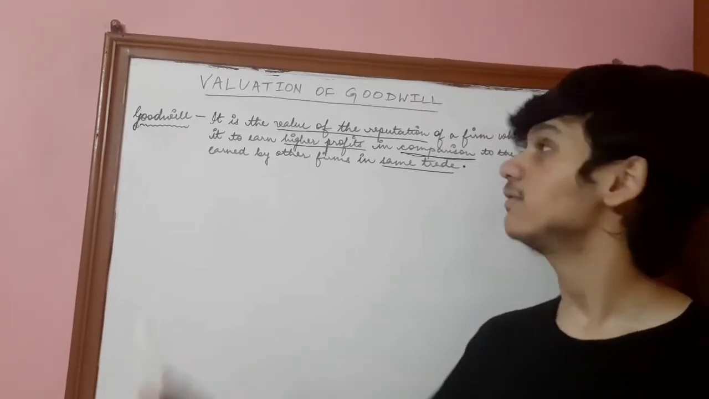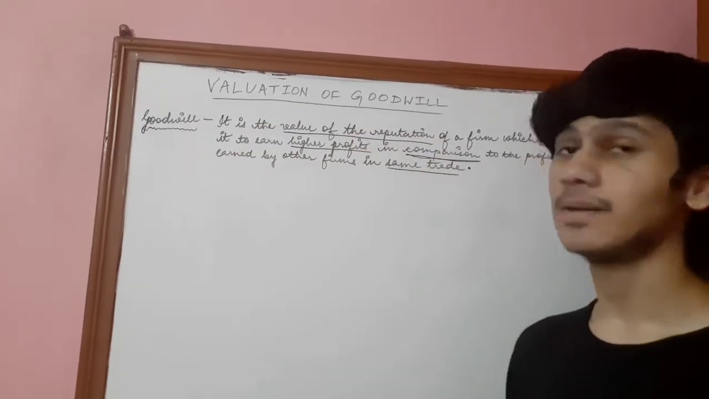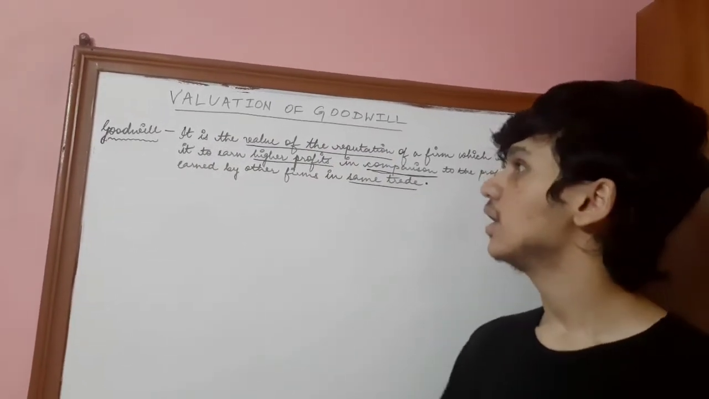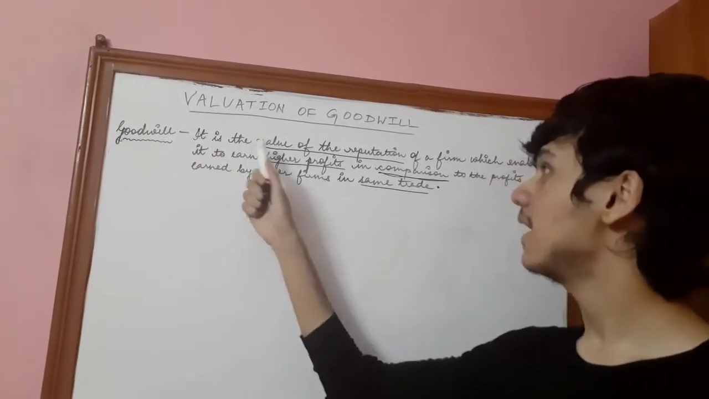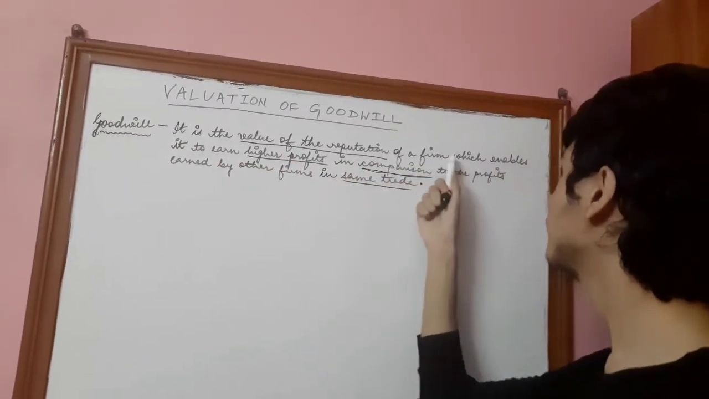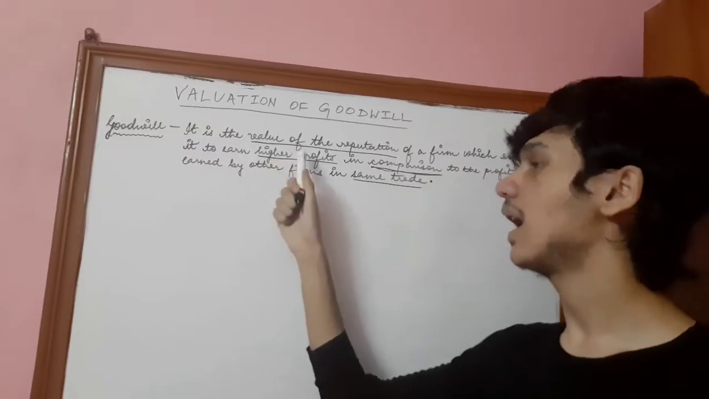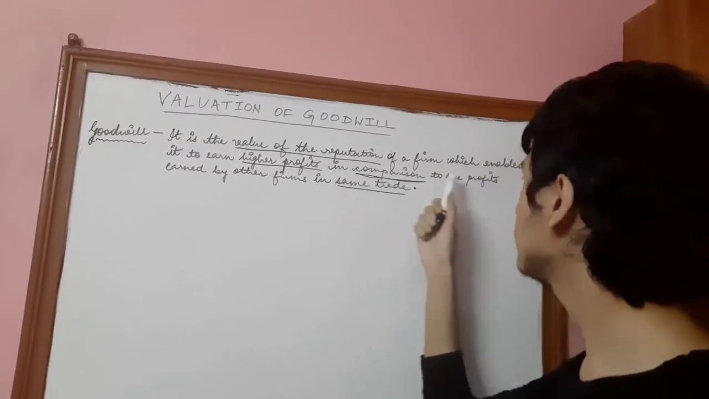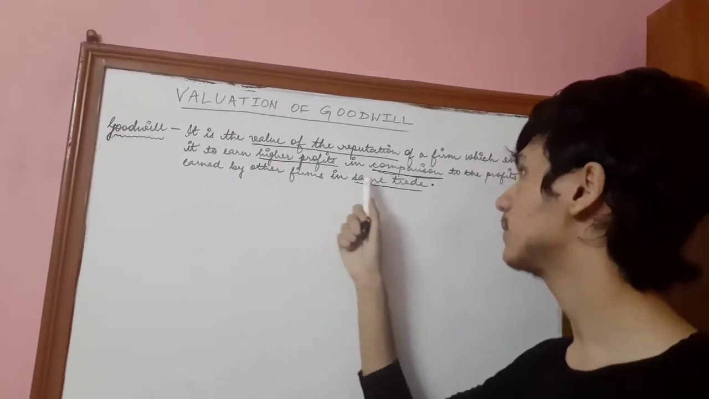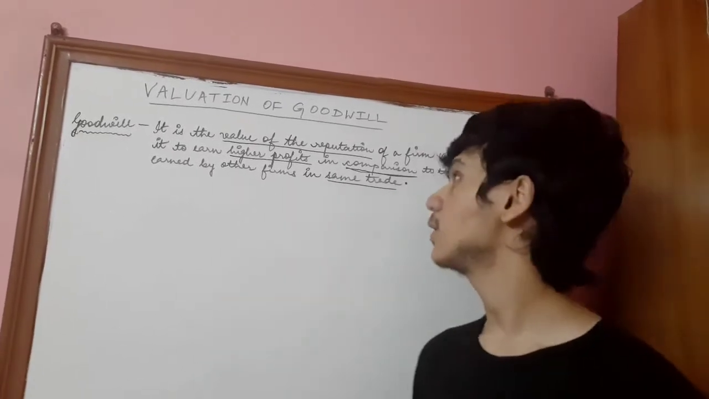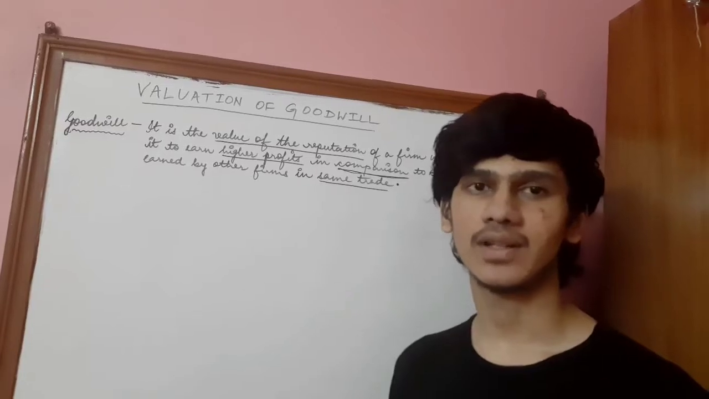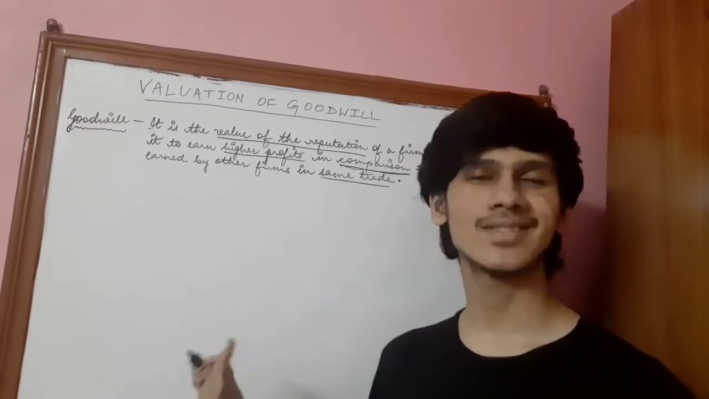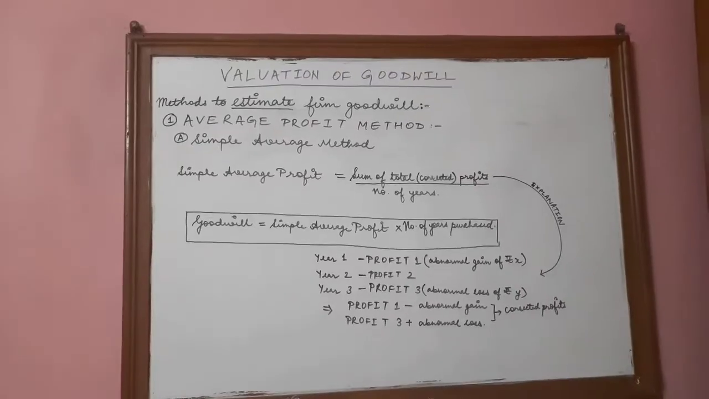Before we learn about the valuation of goodwill or the methods to calculate goodwill, we need to know what goodwill means. It is the value of the reputation of a firm which enables it to earn higher profits in comparison to the profits earned by other firms in the same trade. We can only justify the comparison if they are in the same line of the trade. Now let's just jump right into the methods.